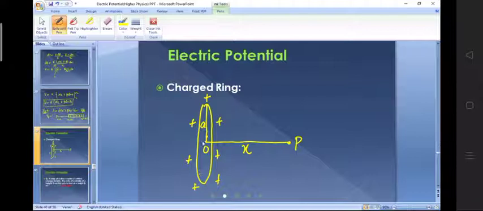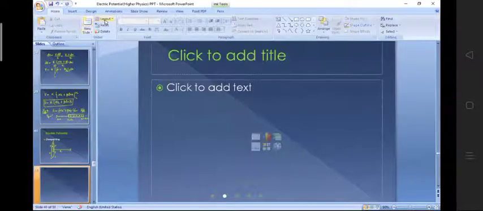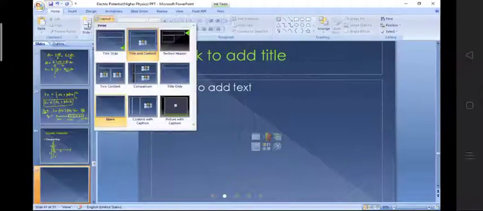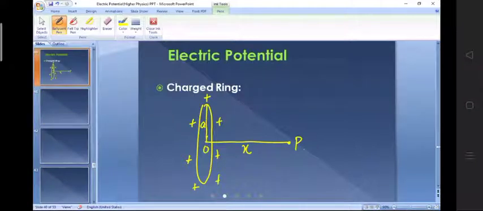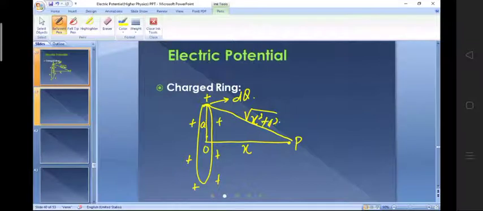So what I will do is assume that the ring is made up of infinitely many and vanishingly small elements. Then I will calculate the electrostatic potential because of one such element, and then integrate to calculate the net electrostatic potential, and then I will plot the graph as well. Suppose that here is a charge element equal to dq. Obviously the distance from here to here will be equal to under root of x square plus a square.